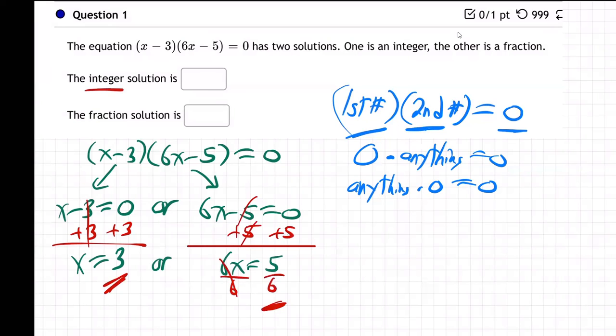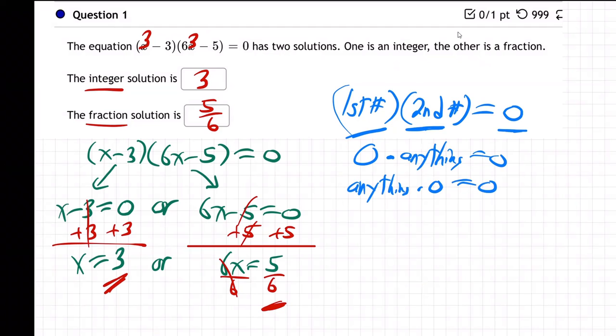So the integer solution, which means the whole number, is 3. The fraction is 5/6. Those are both solutions to the original equation. By the way, you can check the 3 if you go back to the original equation and plug in 3 for x. Now, I know you might think, no, Mr. Aaron, you've got to plug in 3 in one of them and 5/6 in the other. No, x can only be one thing at a time. It can be 3 everywhere, or it could be 5/6 everywhere, but it's only one at a time.